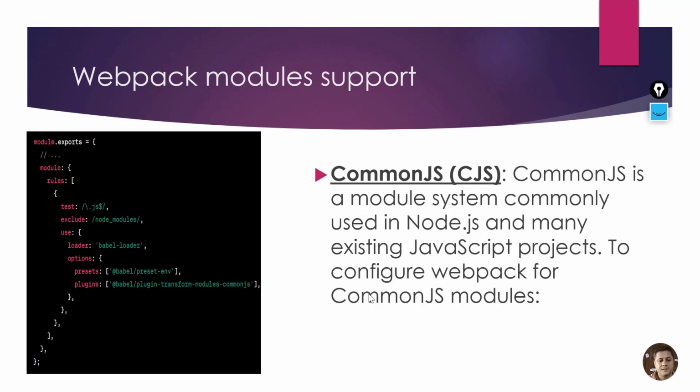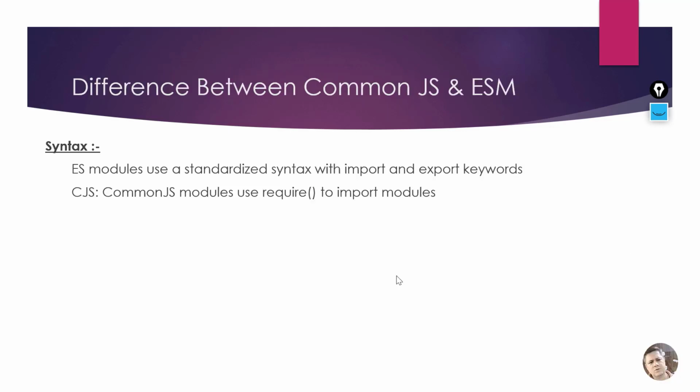Okay. Second thing is common JS. Common JS is a kind of commonly used like Node.js. Many existing JavaScript projects also use it actually, and this is how it looks. It's kind of similar actually, right? There is not much difference basically. The difference is in the plugins only.